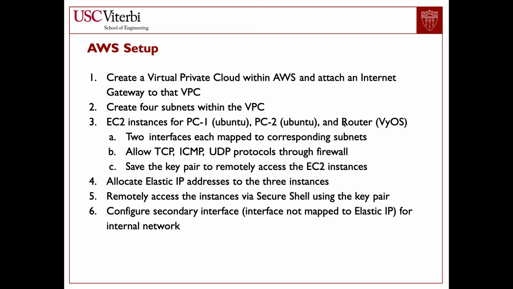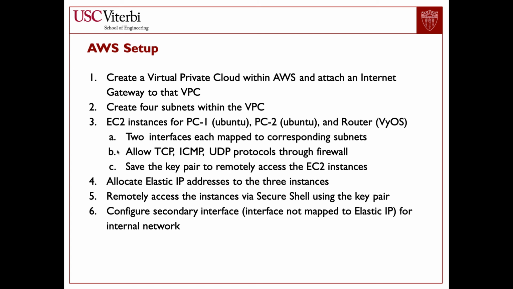We'll be needing 3 instances, one as client. So PC1 will be acting as a client, PC2 as a server, and a router, which is running YOS. So YOS is an open source IP router, and PC1 and PC2 will be running Ubuntu instances, right? So each instance will have 2 interfaces. So AWS only allows 2 interfaces per instance.